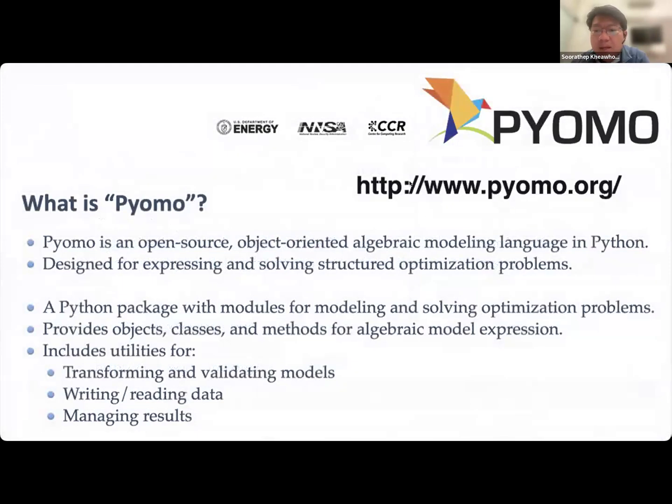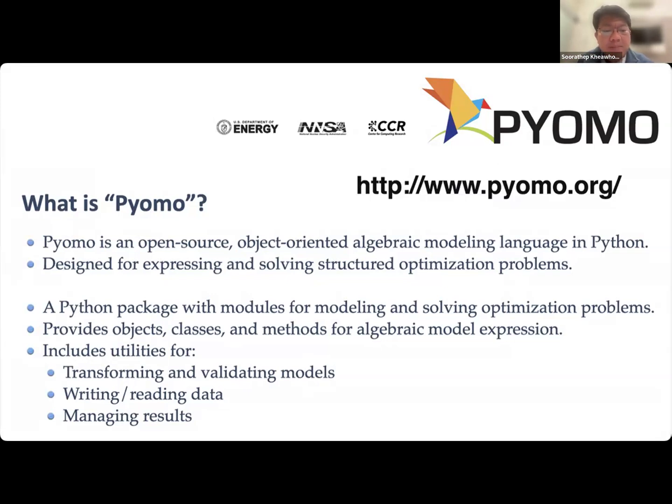This is Pyomo. You can get some information and also download the library from this website. To use it, of course, you need Python first. You can use Python in Google Colab, or you can install Python on your own notebook. But in this class, I think I will do it in Colab, and then I can share some files with you through Colab.